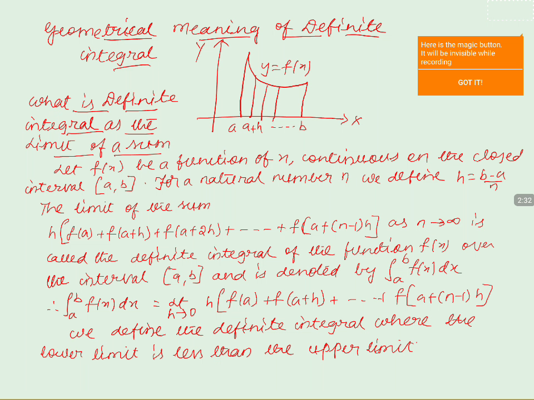So remember that this total limit of the sum will be written as h times f of a plus f of a plus h, f of a plus 2h, so on. The nth term will be f of a plus n minus 1 into h. The condition is n tends to infinity. Now, you can write it as the integral from a to b of f of x dx equals the limit as h tends to 0 of h times f of a plus f of a plus h plus so on, f of a plus n minus 1 into h. And we define the definite integral where the lower limit is less than the upper limit.